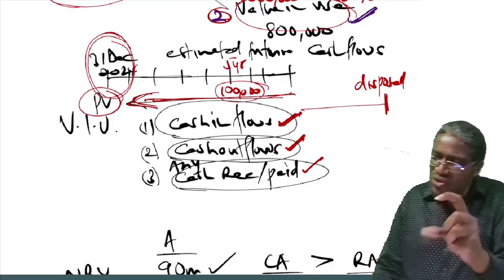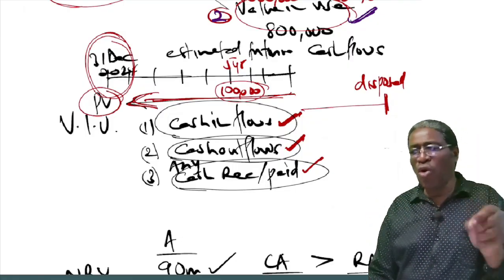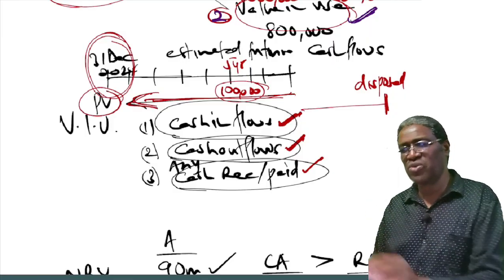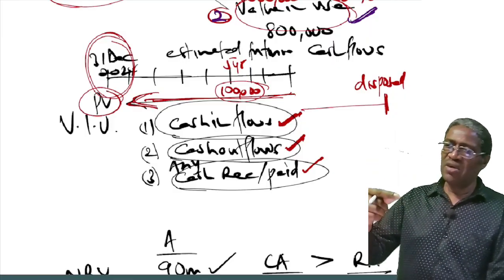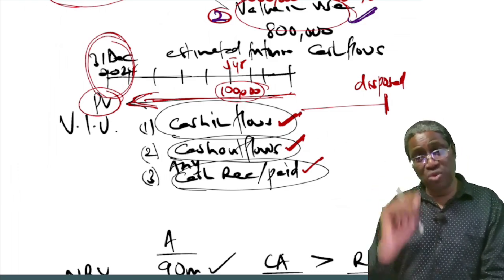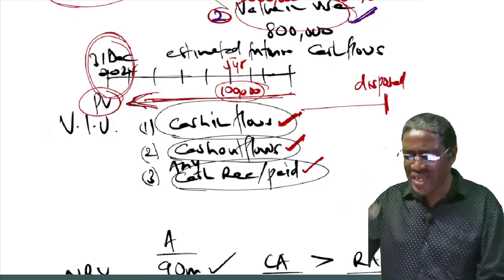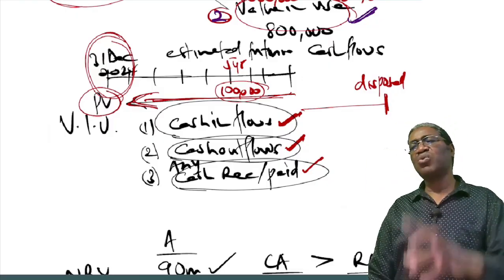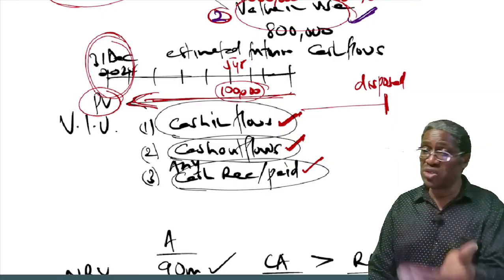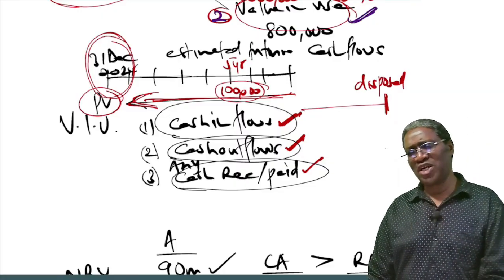So we are saying value in use is the present value of all the estimated future cash flows that will be generated from the continuous use of an asset. Good.